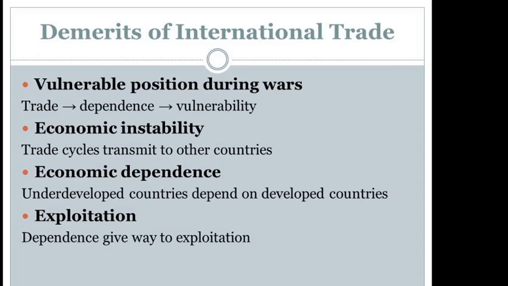Fourth point is exploitation. The economic dependence may pave the way for exploitation. There is a possibility of advanced nations exploiting the underdeveloped countries as they are able to reap the benefits from international trade.